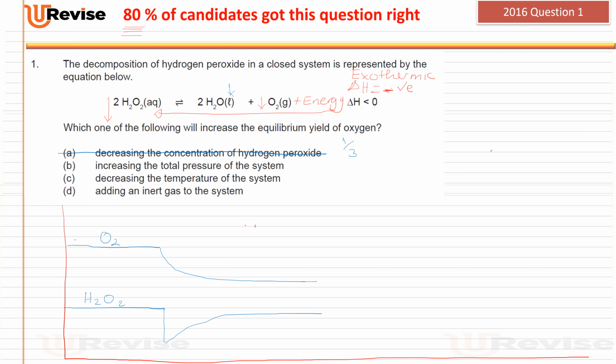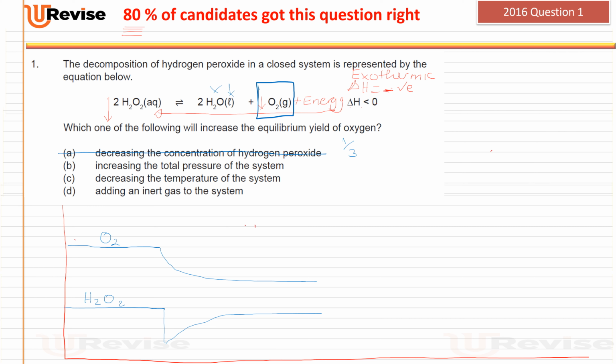Now, the next answer says increasing the total pressure of the system. Now, how do we increase the total pressure of any system? By halving the volume, or rather decreasing volume, not necessarily halving, by decreasing volume. So if I decrease the volume of the system, it only affects the gaseous components of the system.